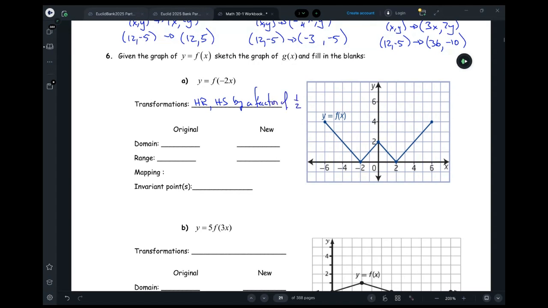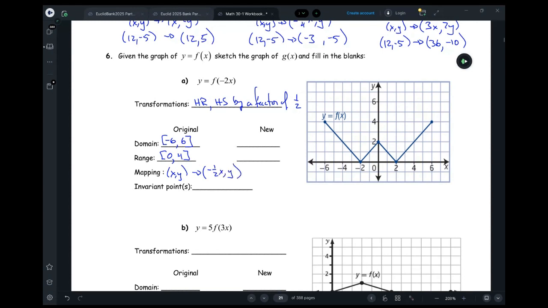of 1/2. Now, in the original graph that I'm looking at here, my domain is from -6 out to positive 6, and my range is from 0 up to 4. Now, when I change these points, I'm going to use my mapping to help me out. Basically, I'm going to multiply my x coordinates by -1/2, but my y coordinates are going to stay the same.